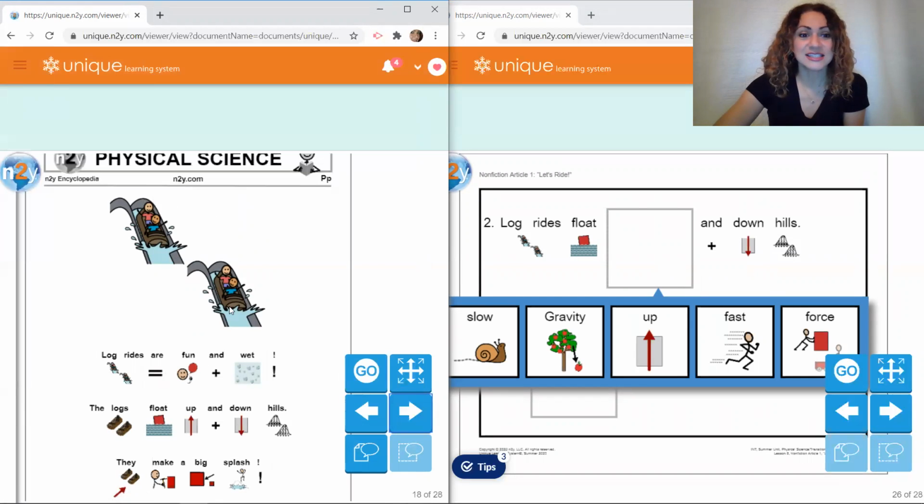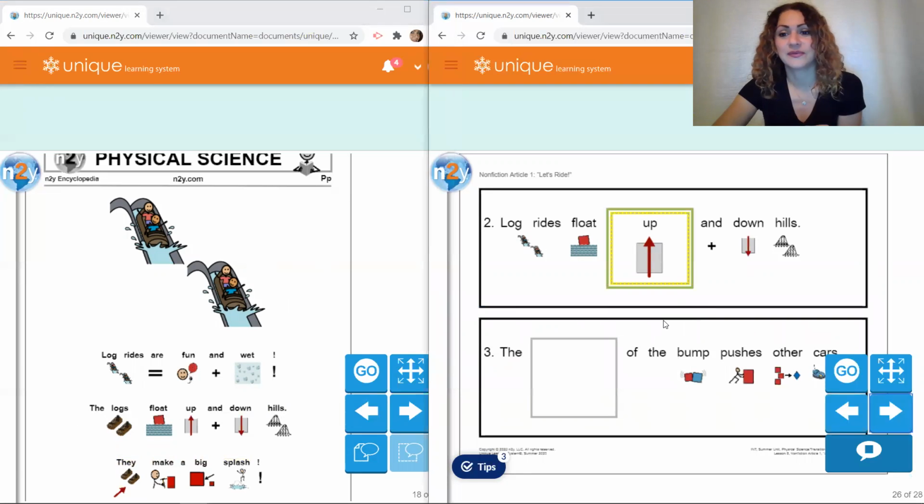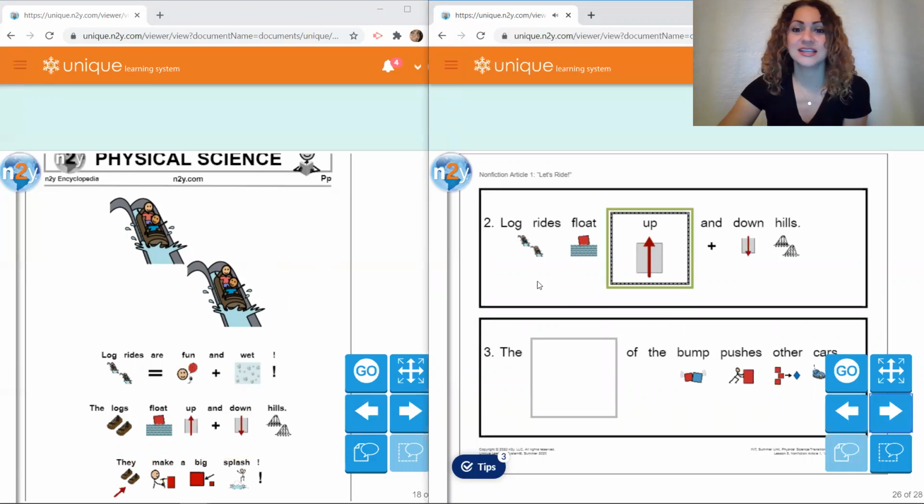Oh, what are these? These look like log rides. Ready? Here we go. Log rides are fun and wet. The logs float up and down hills. They make a big splash. Oh, they look like fun. The log rides float up and down hills. I think we found our answer. Where's up? Let's click on up. Let's reread. Log rides float up and down hills.